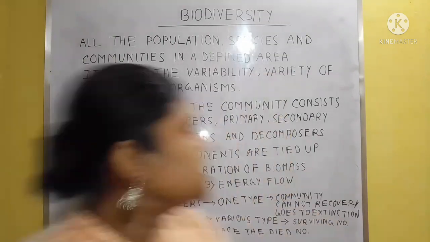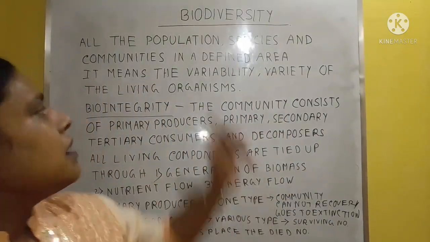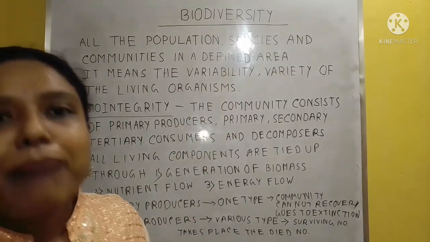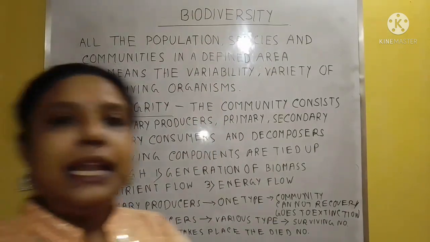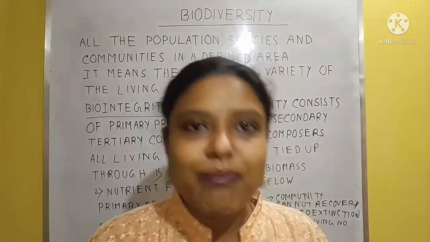So that means if the variety, the biodiversity, the variety of the community is there in any ecosystem or any defined area, then the survivability rate increases, okay? If the variability is very low, then in that situation the survivability rate decreases. Clear? This is the relation between biodiversity and biointegrity. Now we learn what kinds of biodiversity we can see, okay?